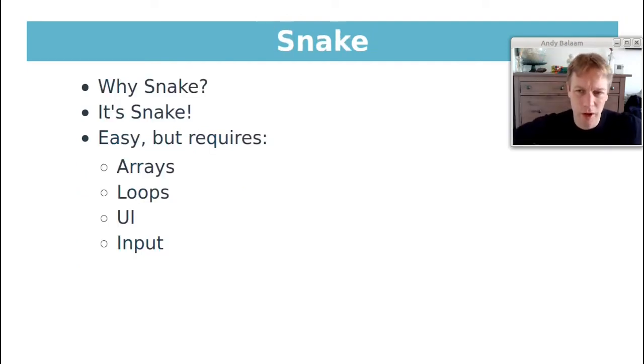Okay, so first of all, why write snake in a thing like Terraform? Why write snake at all? Well, mainly because it's snake and I like snake. It's an easy program to write. It's a fun game to play, but it does require some basic programming stuff like arrays and loops, and it requires user interface, which is always a challenge for actually figuring out how a language is really put together or how easy it is to get stuff working. UI is particularly challenging in this case, but we'll get to that.